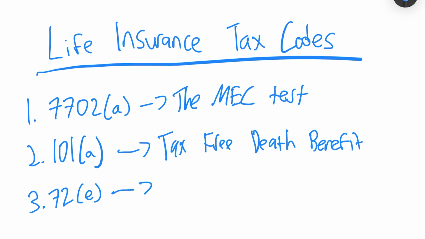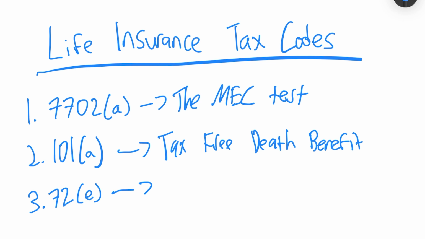Also, with a MEC, the way you're taxed is similar to a 401k. You're taxed on the gains, and there's also a 10% penalty if you're under the age of 59 and a half. That's really important to be aware of. And another thing with a MEC, and the last thing I'm going to touch on in this video, is that even if you borrow against your policy and it's a MEC, you're still going to be taxed. That's really, really important to be aware of.